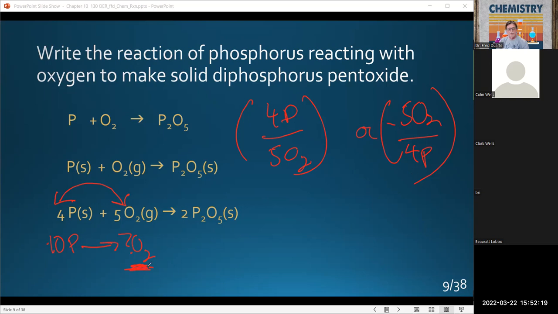Furthermore, since oxygen is what I'm looking for, I'm going to use the one on the right. So I write down, just like we did with the conversion factors, what we know, what we have. We are looking for the amount of oxygen, so that means we have a conversion factor in here. We're going to use the one where we've got 5 O2s and 4 phosphorus. And that 5 to 4 comes from the balanced chemical equation.